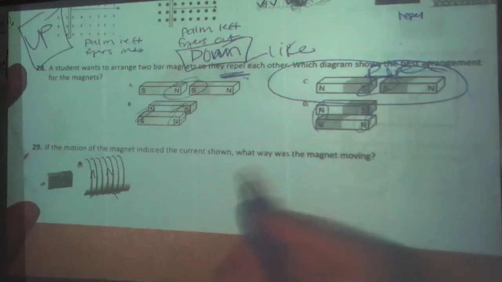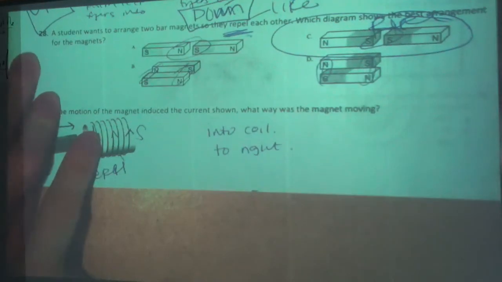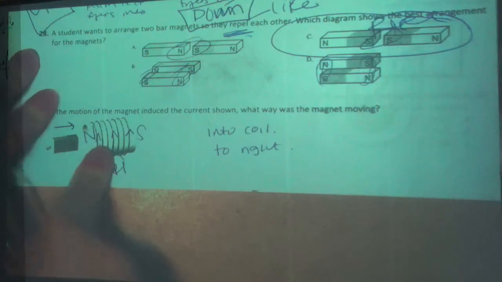29, if the motion of the magnet induced is shown, which way was it moving? Well, if the current is pointing up, let's do thumb up, that would mean this is a south pole and this was a north pole. These two are going to repel each other, so the direction the thing was moving, if it was causing a pole that repels, means it must have been moving into the coil. So you could say into the coil, or you could just say to the right. Either one of those, or just draw an arrow. But if you are trying to push it into the coil, that will try to do the opposite thing, or repel, which would create a north pole there.